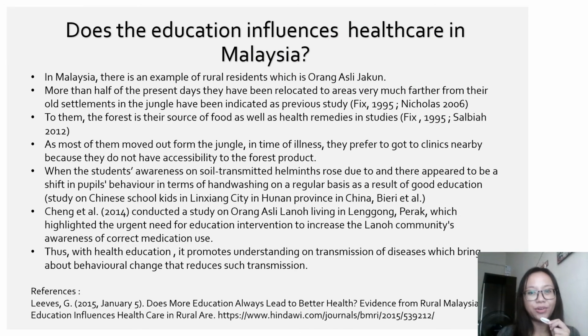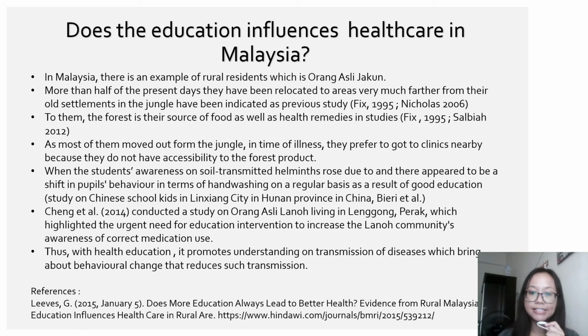In Malaysia, the orang asli Jakun are one example of rural residents. In a previous study by Nicholas 2006, more than half of them have been relocated to areas very much farther from their old settlements, which is in the forest. In a study by Salbia 2012, to them the forest is the source of food as well as health remedies. In the time of illness, they prefer to go to the nearby clinic because they do not have access to forest products as they moved out from the jungle.